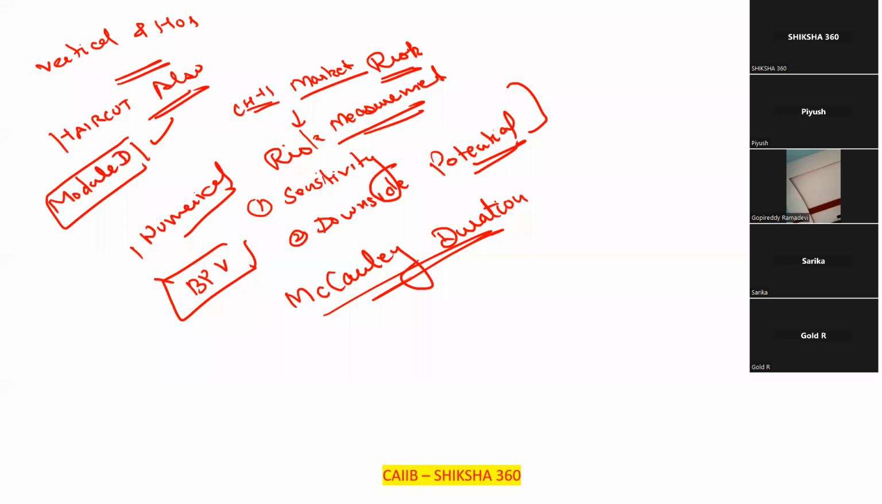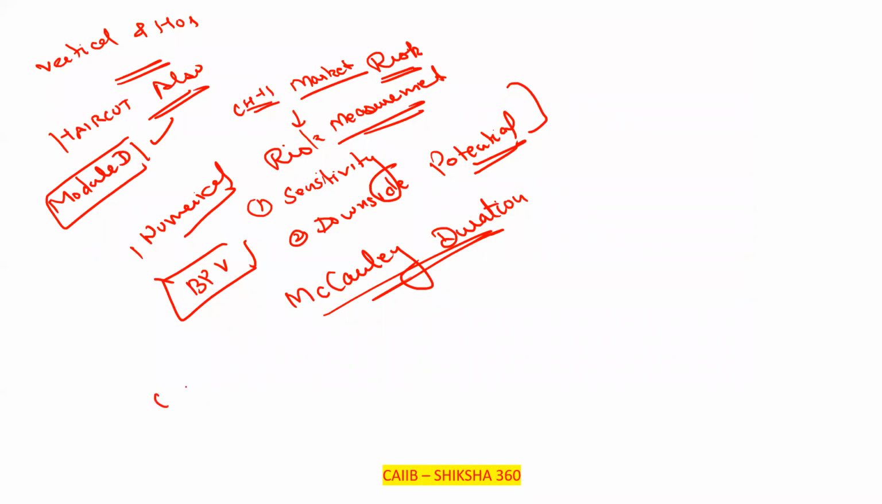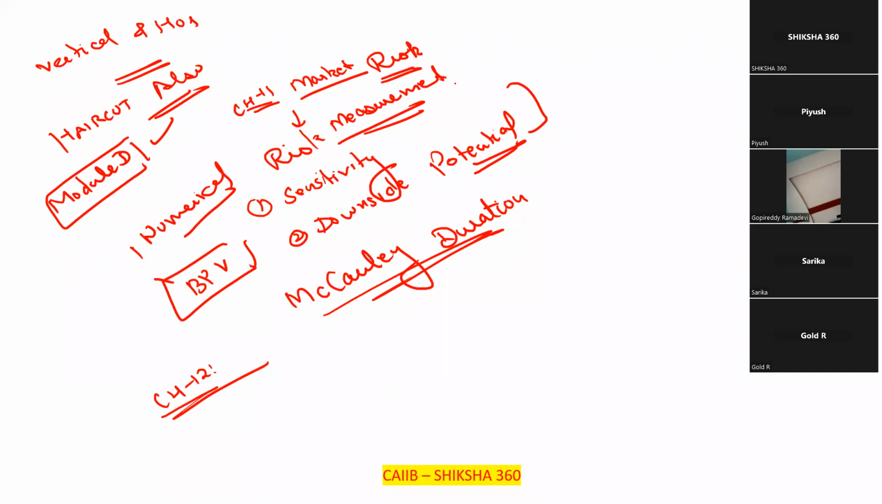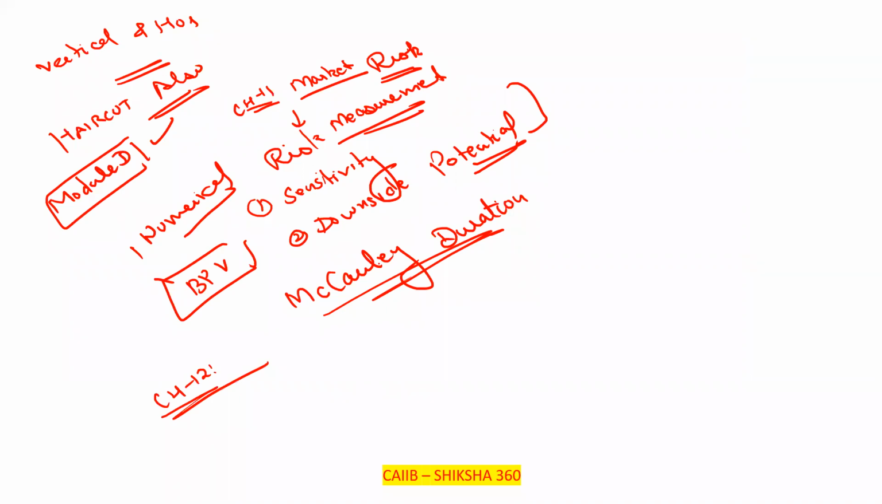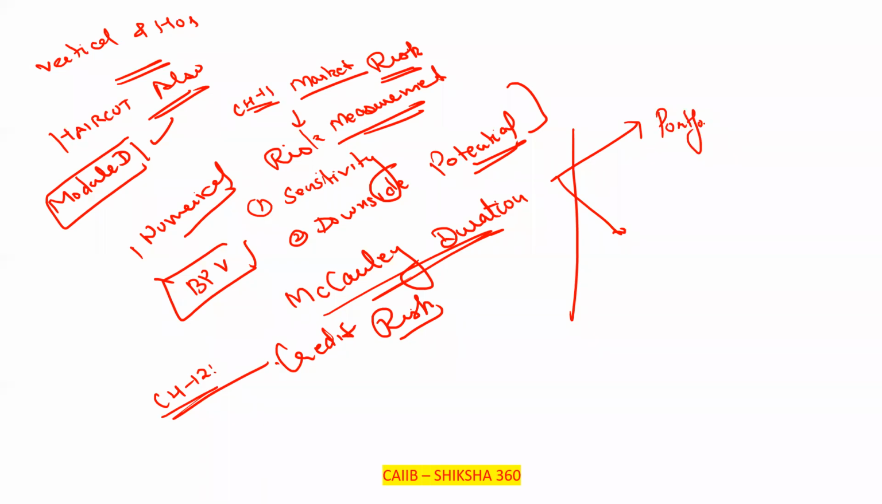Next, that is chapter number 12, related to credit risk. First of all, you have to know which types of risk are present under that. Credit risk is classified into two parts. The first one is the portfolio risk. The second one is the transaction risk.